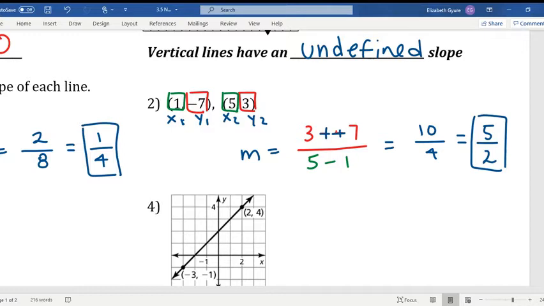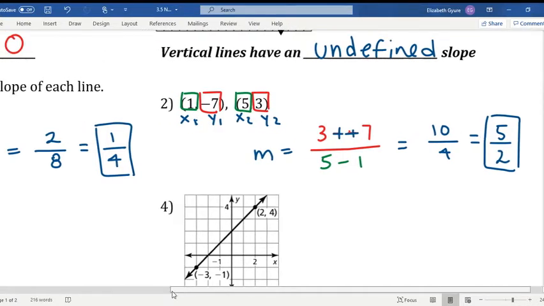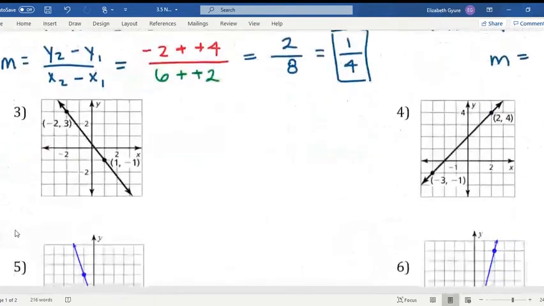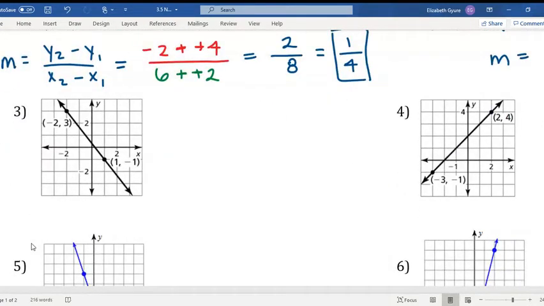So numbers 3 and 4. I'm going to show you 2 strategies for this. Well, actually, we're going to do one, but I'm going to explain 2. First of all, this one's a little different because it's a picture, right? Does that picture have numbers on it? Yes. So could I take my numbers and plug them into my formula? Absolutely. But I want to show you another strategy because it's going to help you a lot with graphing, okay?